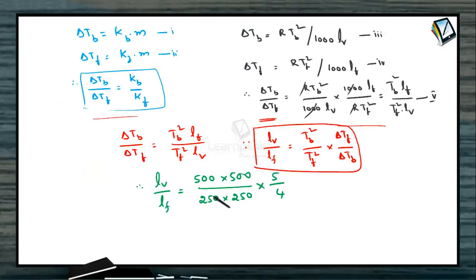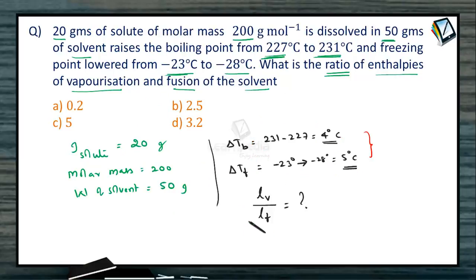So now on simplifying, 500 by 250 is 2 times, 500 by 250 is 2 times, 2 into 2 is 4, and 4 into 5 by 4 comes out to be 5. So thus, the ratio of enthalpy of vaporization to fusion is 5. Therefore, of the given options, 0.2 is wrong, 2.5 is wrong, 5 is the answer. So C is right. It's not 3.2. D is wrong.